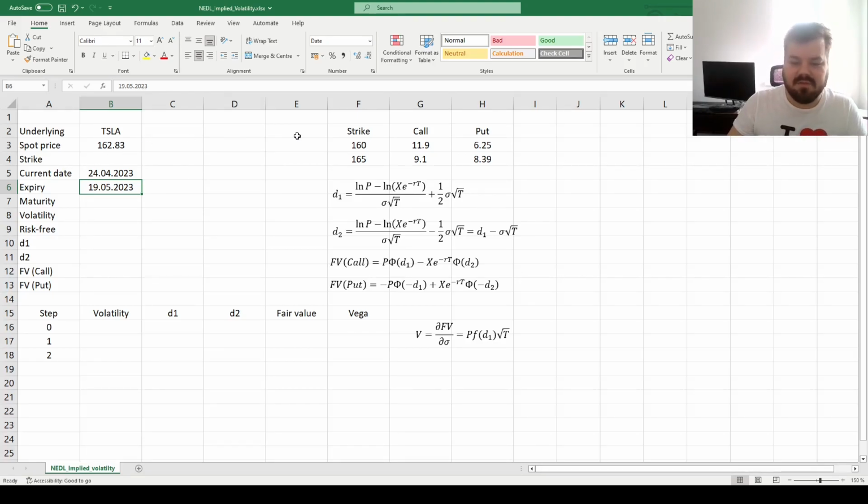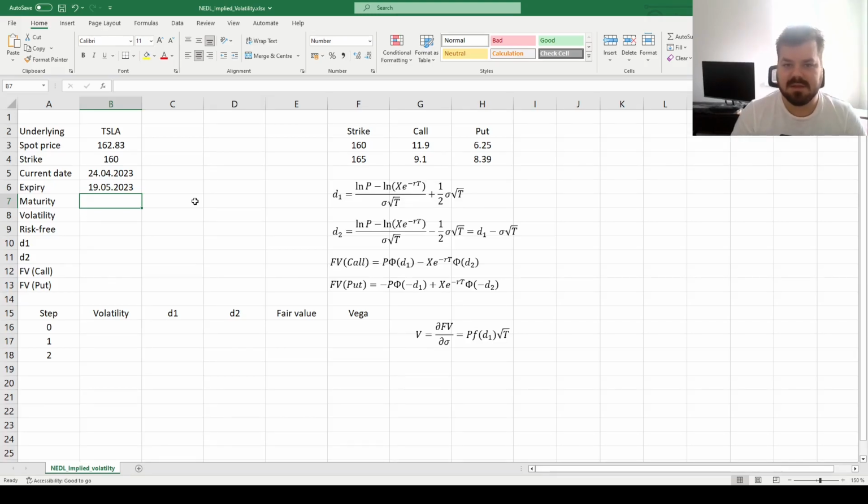For that, we need to first choose the option that we will base our implied volatility calculations on, and let's say we are starting at 160 strike. Let's input 160, and we'll compare the implied volatility that's given by the call option and the put option and discuss some potential ramifications of that. But first of all, the conceptual procedure behind calculating the implied volatility.